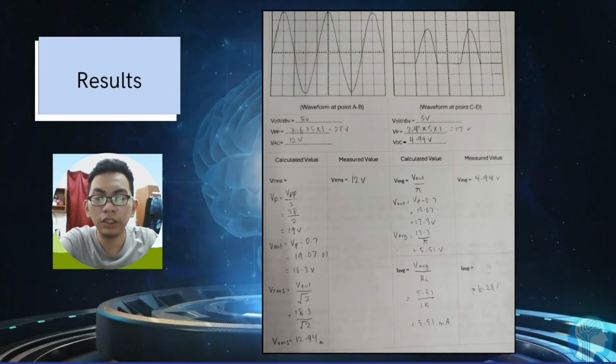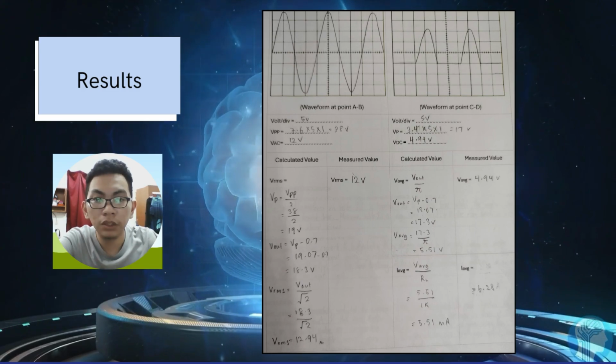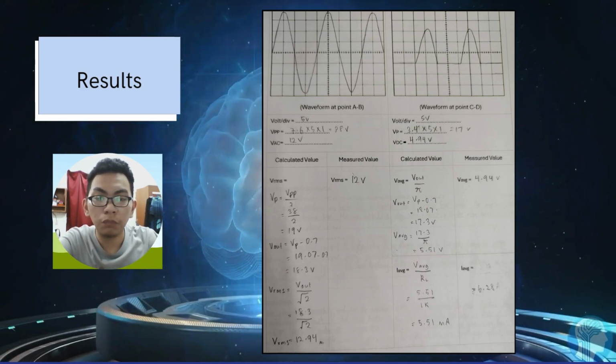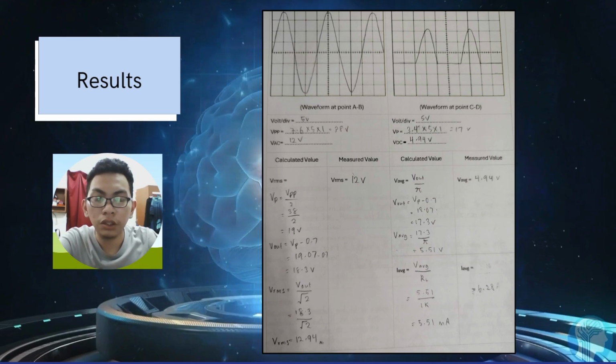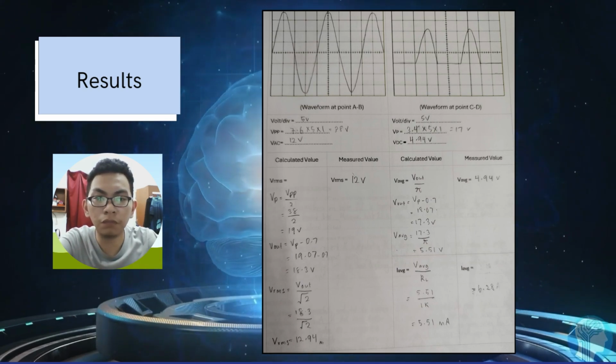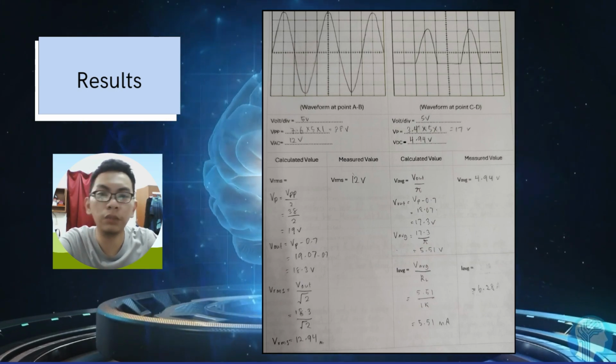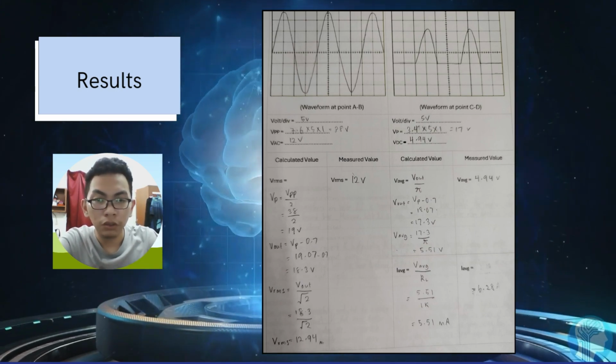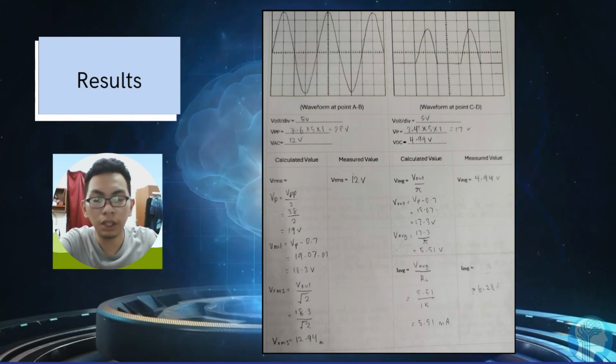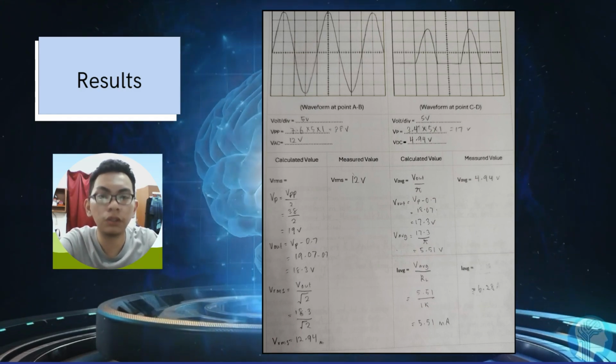As you can see, this is our result for the lab. Waveform at point A to B, volt per division we got 5 volt, Vp we got 38 volt, and VSC we got 12 volt. For the measured value, VRMS we get 12 volt.